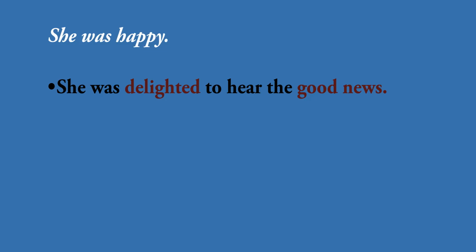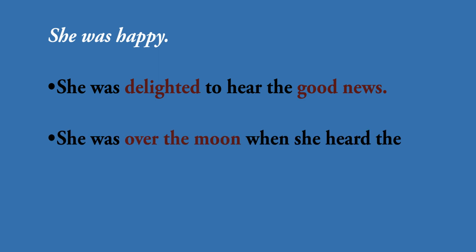Let's look at the next sentence. She was happy. The sentence is too loose. The reason for her happiness was not mentioned. You may indicate why she was happy. For example, she was delighted to hear the good news. She was over the moon when she heard the glad tidings.